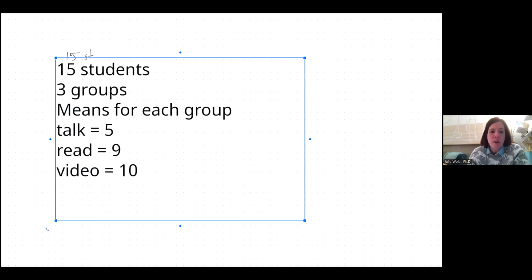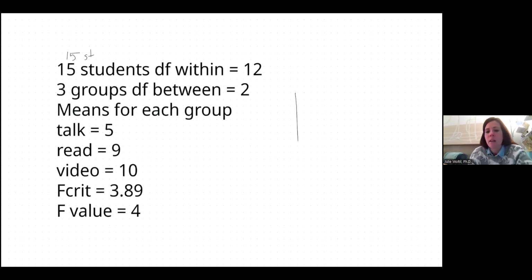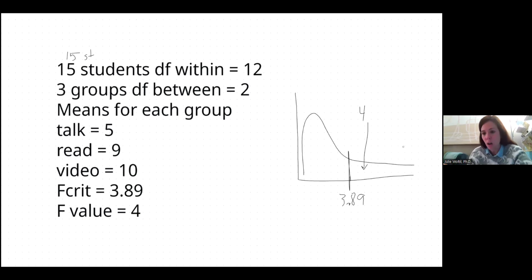So if we remember, let's draw it out here, right? This is what it looks like. This is our F graph, okay? We're way over here. This is our critical value that's predetermined based on our degrees of freedom. So 3.89, okay? And then I see that actually my F value is over here at 4, right? This is F equals 4. It is therefore in the rare zone, so I reject the null that all the groups are the same, okay?